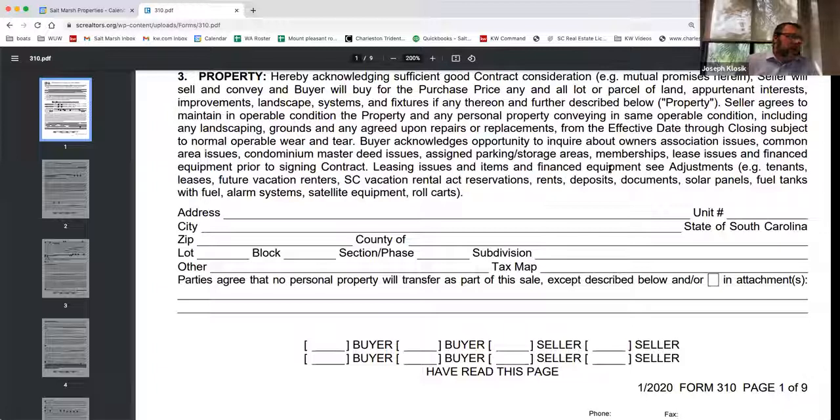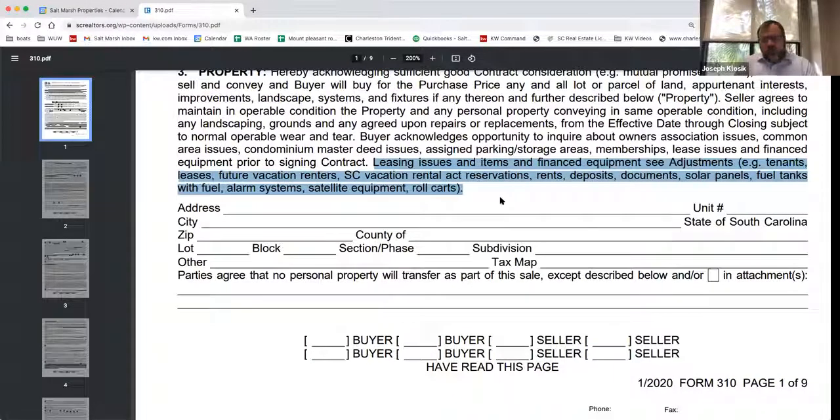Last part, leasing issues and items, finance equipment, tenants, leases, future vacation rentals, rents, deposit, all of these also will be included in what they purchase. Okay, so if you're purchasing the property, you're purchasing leases that they have in place. Those don't just get canceled. We get this all the time, by the way. Buyer comes in and purchases an investment property, and that investment property has a tenant in there, and all of a sudden they think the tenant's just going to move out at closing. That's not the case. They have tenants' rights to stay in the property up until that point. Make sense? All right.